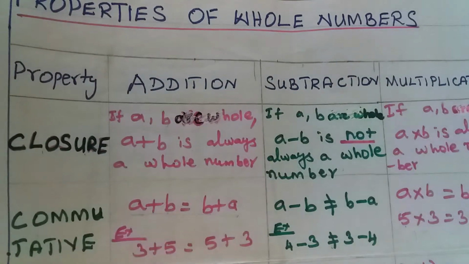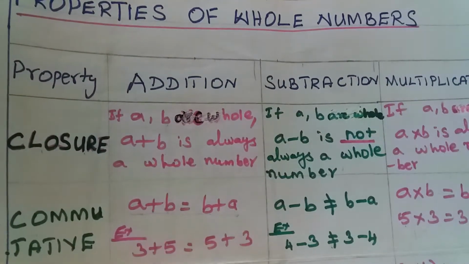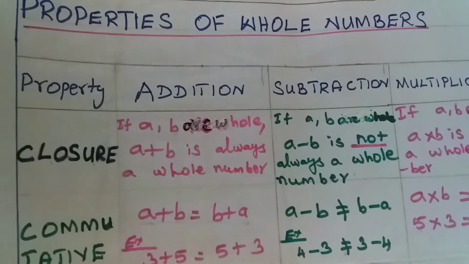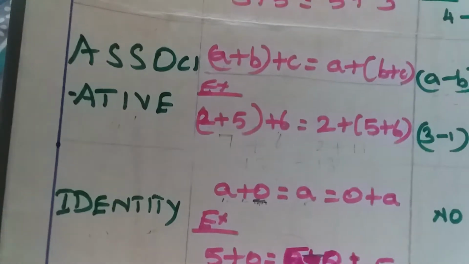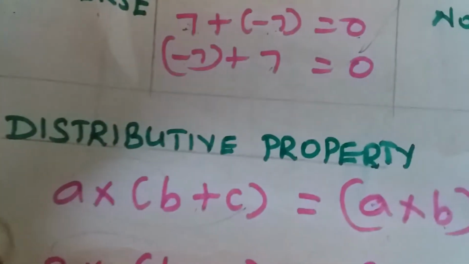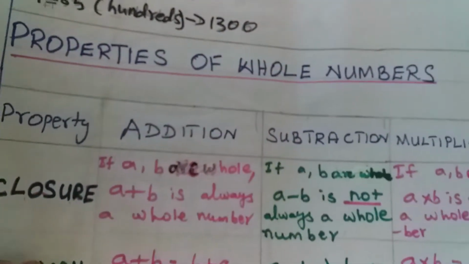We are going to learn 5 properties of whole numbers. They are closure, commutative, associative, identity, and then comes the distributive property. So we are going to learn about 5 properties with the definition and example.